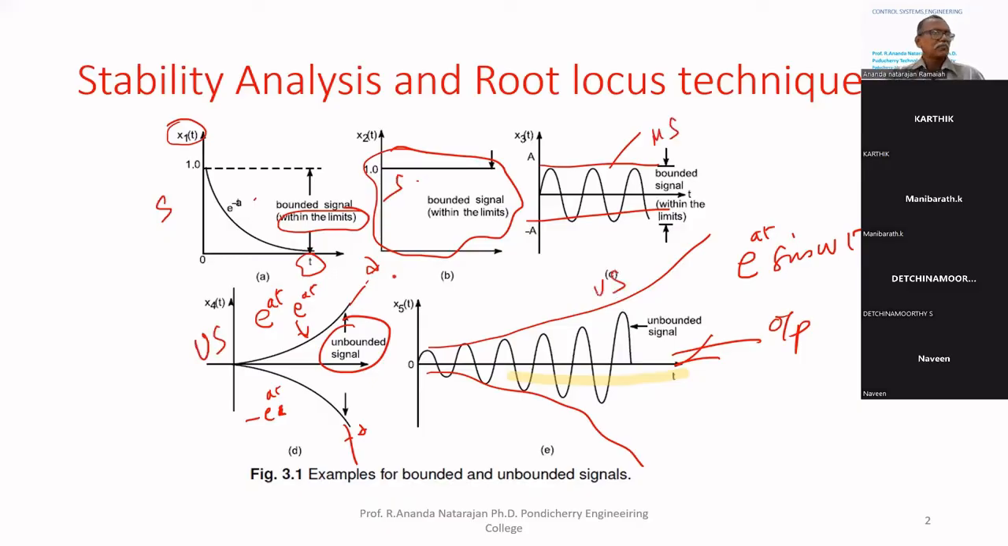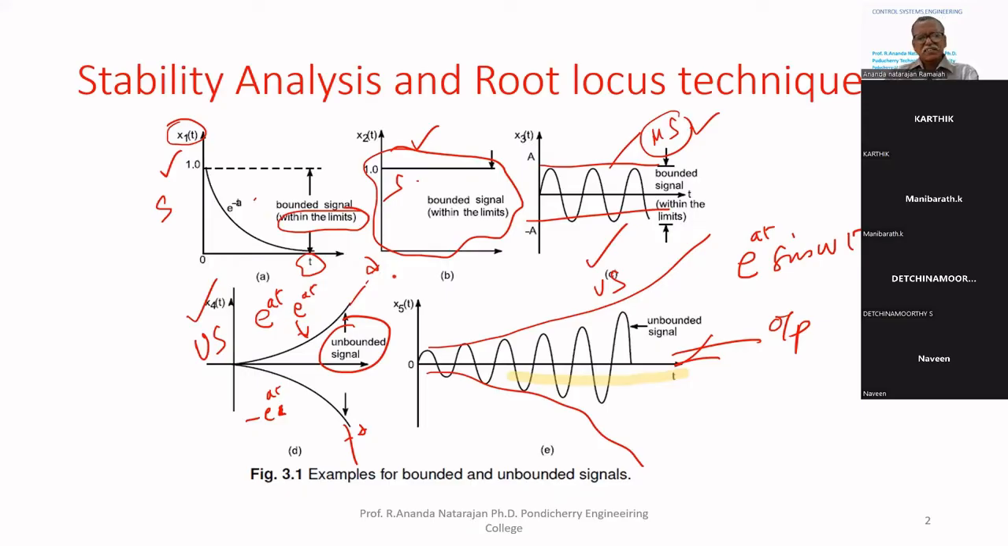If the system output is like this, we can say this is a stable system output. This is a marginally stable output. This is an unstable output. This is also an unstable output. Our system itself is unstable; that's why it gives unstable output.